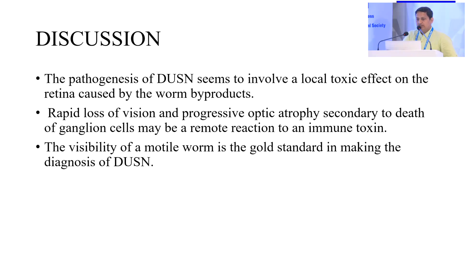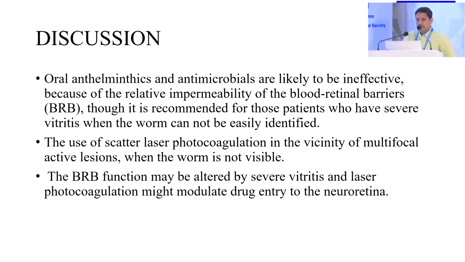The pathogenesis of DUSN seems to involve a local toxic effect on the retina caused by the worm byproducts, rapid loss of vision, and progressive optic atrophy, secondary to death of the ganglion cells, which may be a remote reaction to the immune toxin. The visibility of a motile worm is the gold standard in making the diagnosis of DUSN.